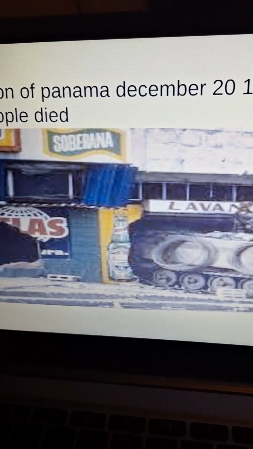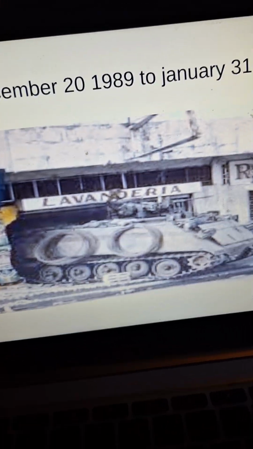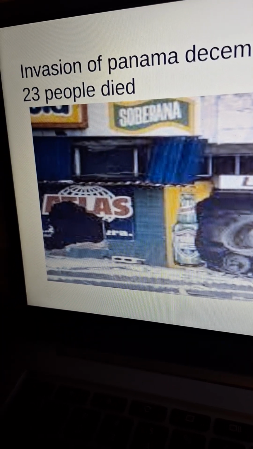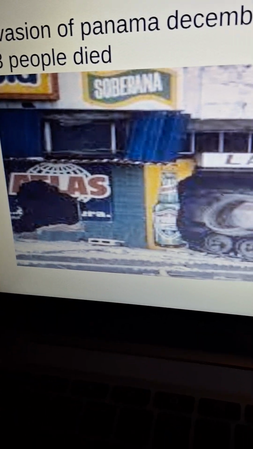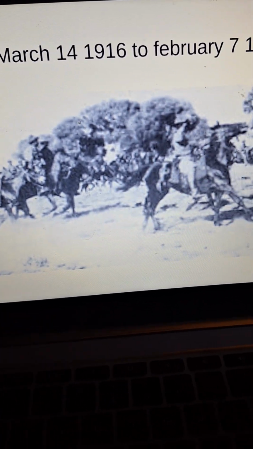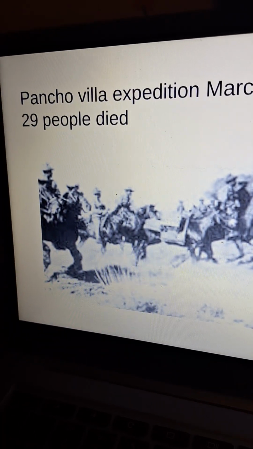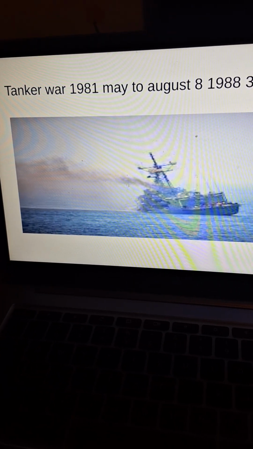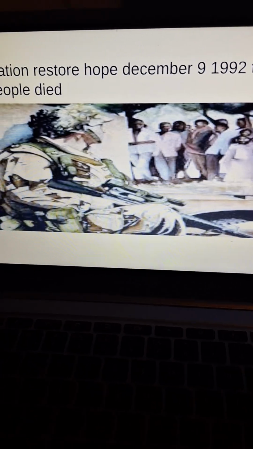The invasion of Panama, December 20th, 1989 to January 31st, 1990. 23 Americans dead. Tank picture. The Pancho Villa expedition from March 14th, 1916 to February 7th, 1917. 29 Americans dead. Yep, right there. And then the Tanker War, May 1981 to August 8th, 1988. 37 Americans died. Yep, there's a ship sinking right there.